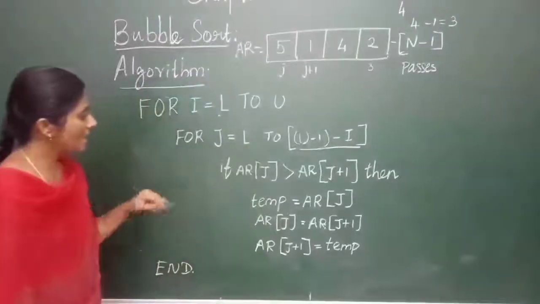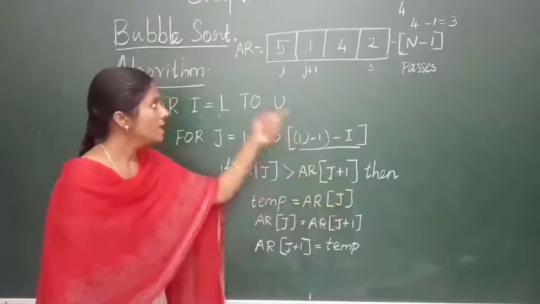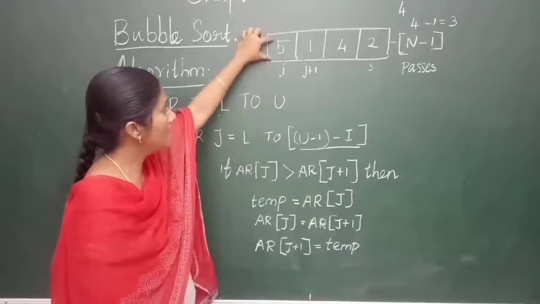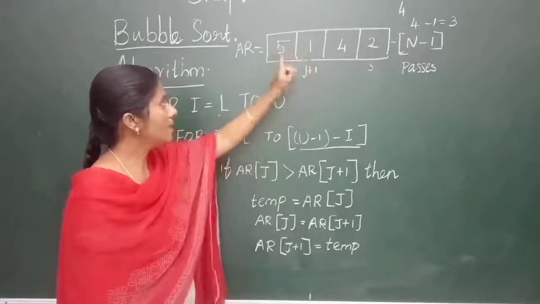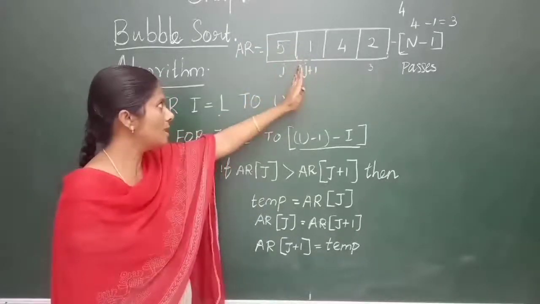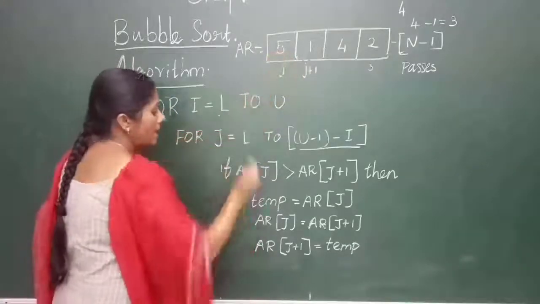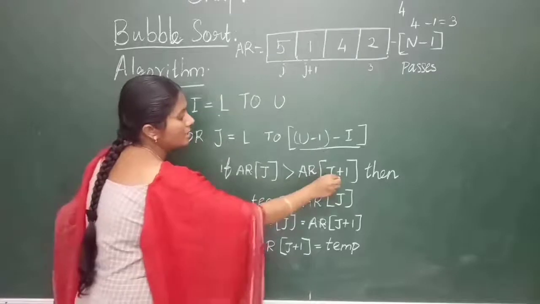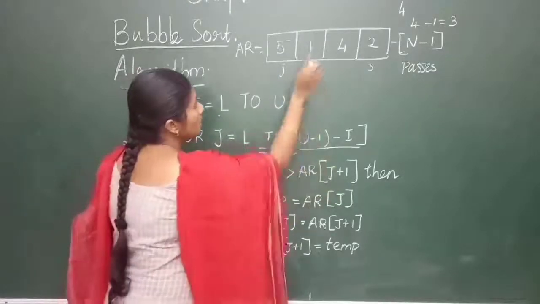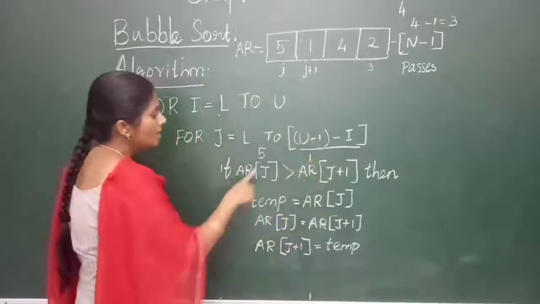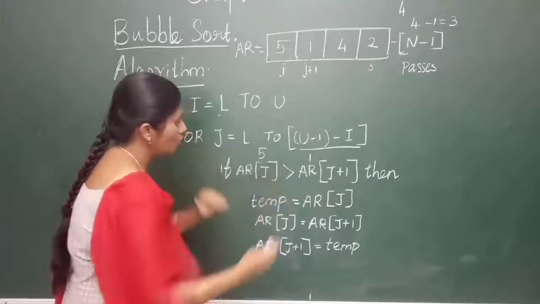The next line, if array of j is greater than array of j plus 1. It will check the first element. First element is 5. The next element is 1. See, 1 is smaller than 5. So array of j is greater than array of j plus 1. What is the j value? 5. What is the j plus 1 value here? 1. So now 5 is greater than 1. Yes.